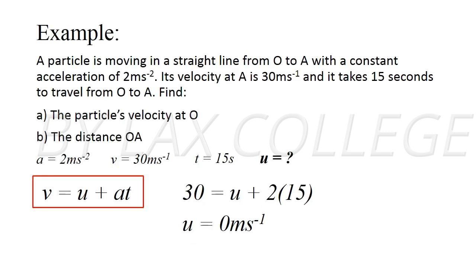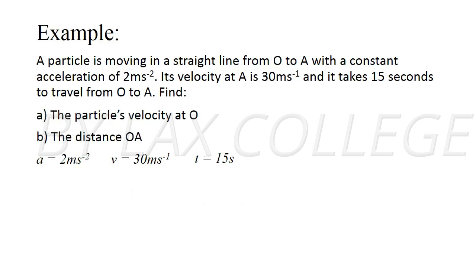Every time you need to do this type of calculation, make sure you list out all the information you have and then choose the best formula to calculate the answer you need. Okay, now let's move to part (b). The distance OA, which is the displacement traveled by the particle. Again, we list out everything: a equals 2, v equals 30, t equals 15, and u, which we found in part (a), is 0. Now you need to find s, the displacement.